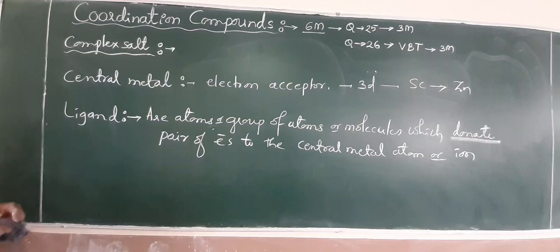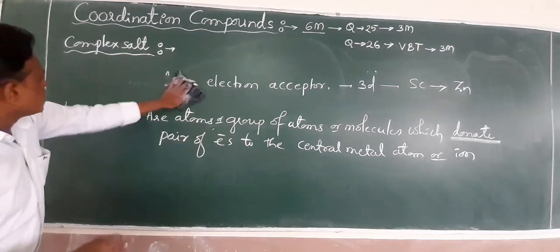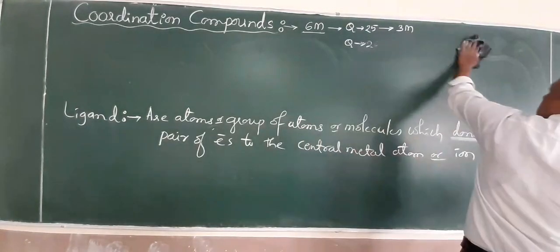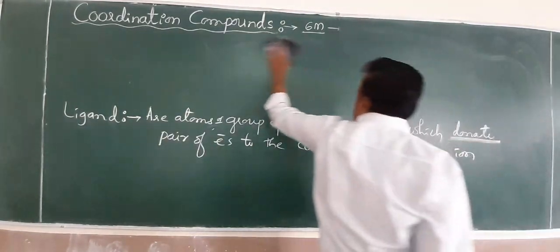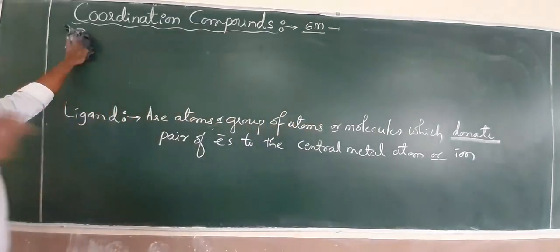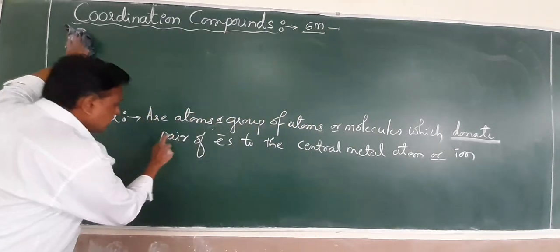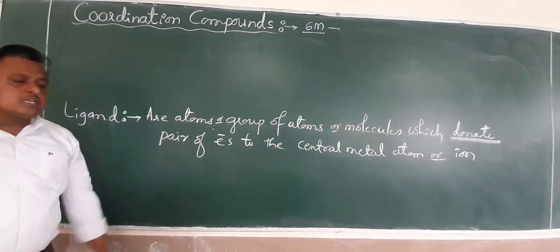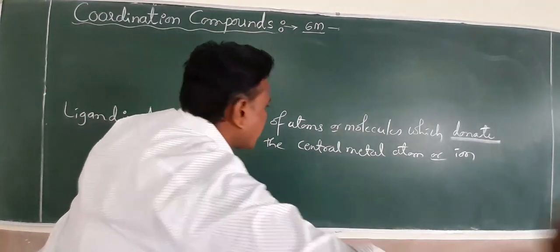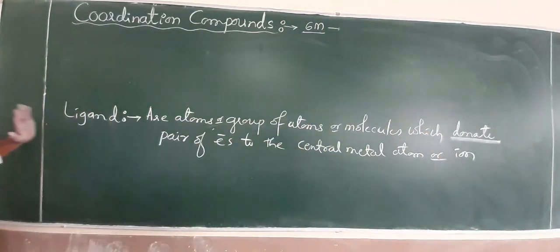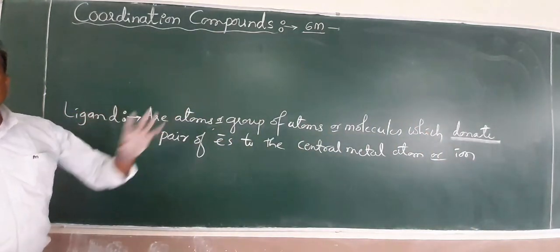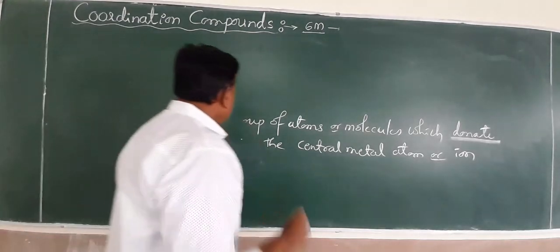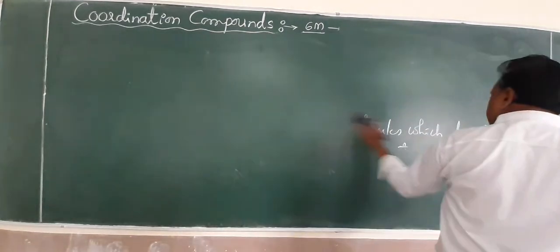So let us remember: what are ligands? Ligands are atoms, group of atoms or a molecule having the capacity to donate at least a pair of electrons to the central metal atom or ion, and they are known as ligands. This is a very important part of our syllabus, ligand and ligand character.